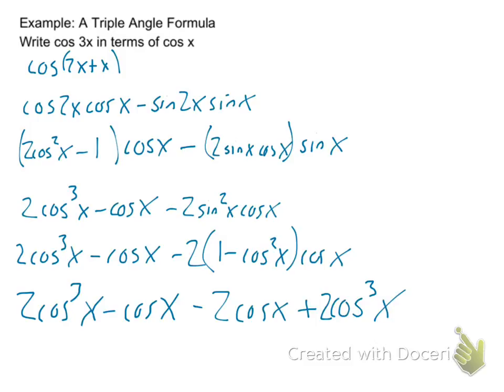And all that's left to do is gather up like terms. And you probably put in standard form, highest to lowest power. So you end up with 4 cosine cubed of x minus 3 cosine x. Done.